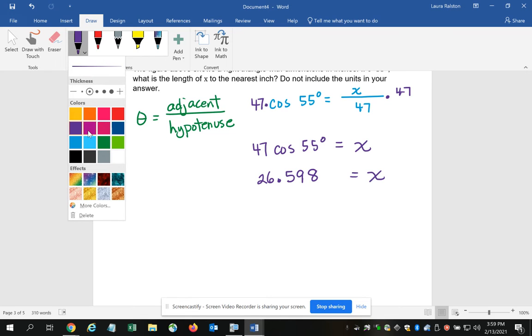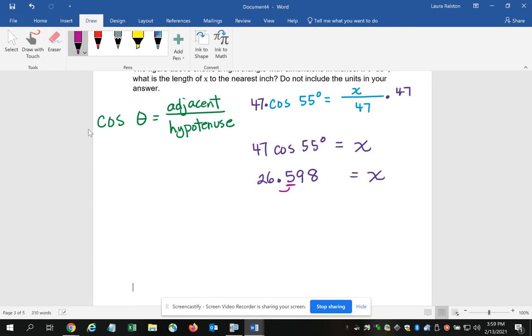Okay, pay attention to how you should round. I have 5. The 5 is going to bump the 6. So we have 27. And again, it indicates don't include your unit. So you'll just type in 27. But that does represent 27 inches.